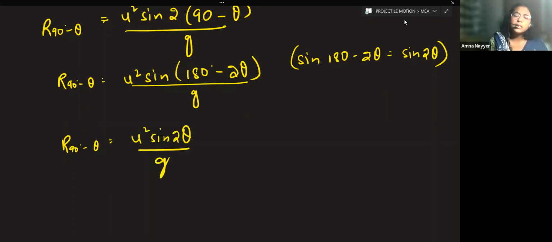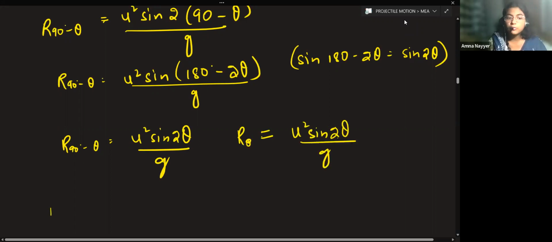And what was R at theta? R theta was also this, no? The range of motion at angle theta is u square sine 2 theta divided by g. It means for range of motion, if angles are complementary, then there won't be any effect on the range of motion. This is mathematically what is meant by this.